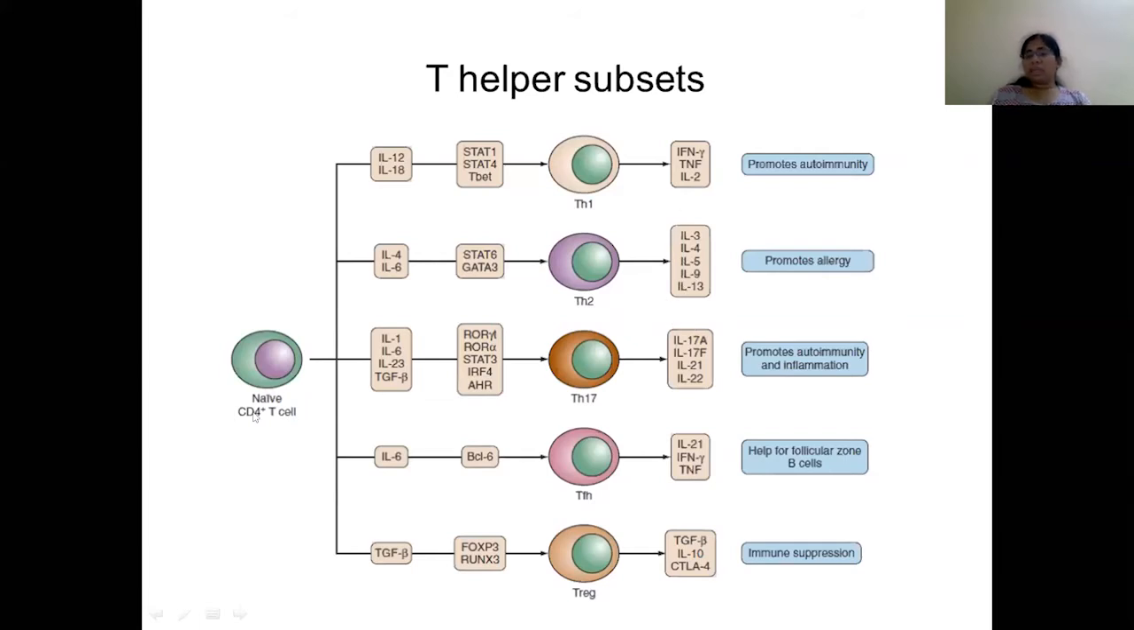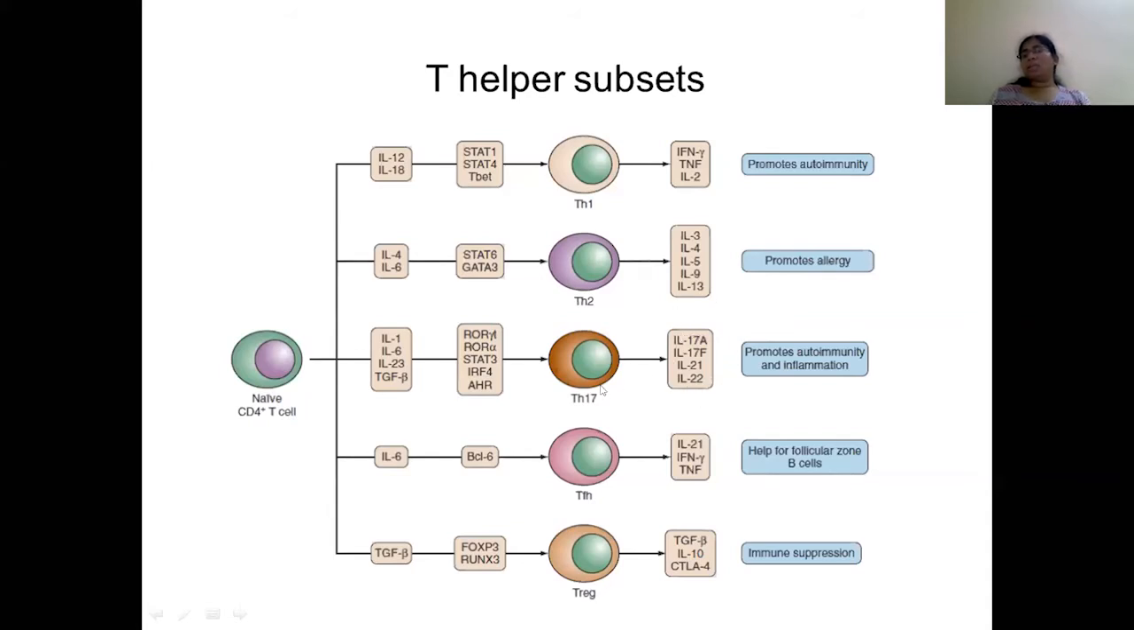If the naive T cell is subjected to interleukin 6 along with TGF beta and interleukin 23, then further transcription factors get activated, and ultimately it leads on to differentiation of the T cell into Th17 cell. The signature cytokines produced by Th17 cells are interleukin 17A, interleukin 17F, interleukin 21 and 22. These are important in autoimmunity and inflammation.